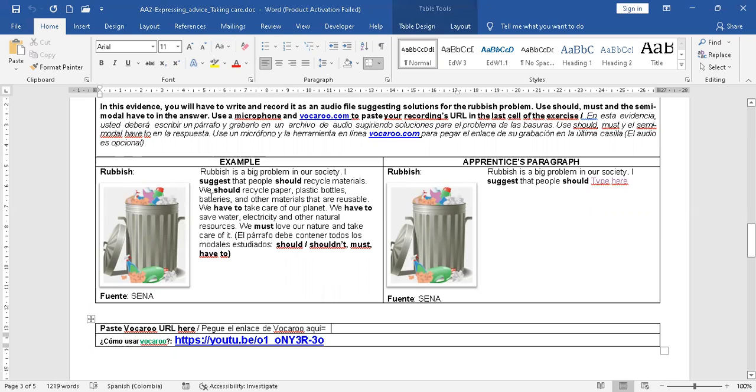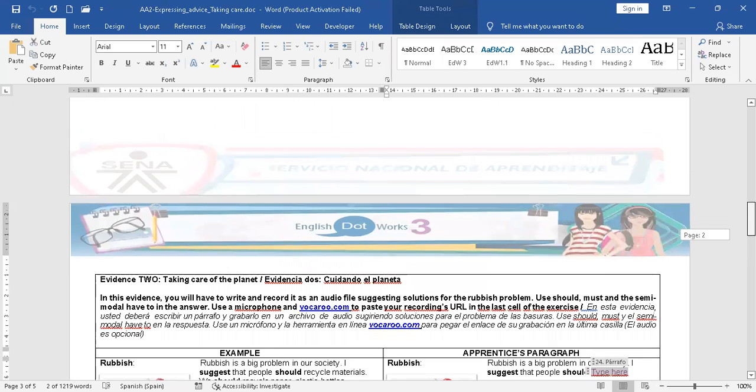And if you pay attention, here we have should, have to, and must. We have all three of them. Tenemos los tres modales. So you have to do the same. Type here. Here is where you start writing your own answers using all the three. El párrafo debe contener, the paragraph must contain all the modals we have studied: should, shouldn't, must, mustn't, have to, don't have to. En sus formas afirmativas y en sus formas negativas.